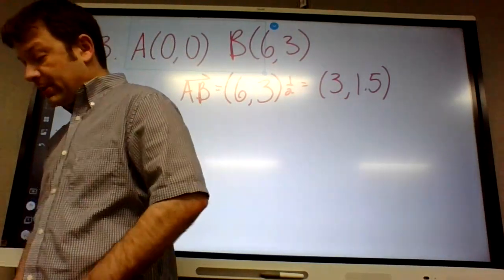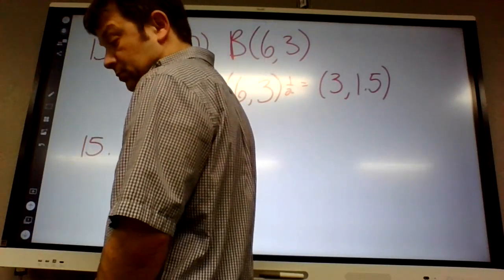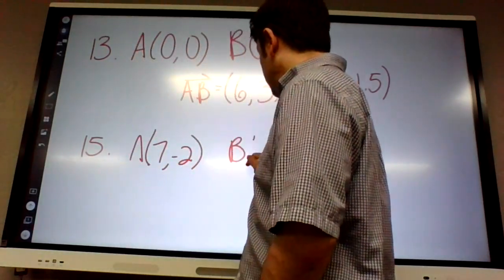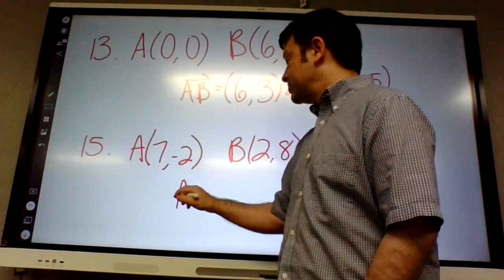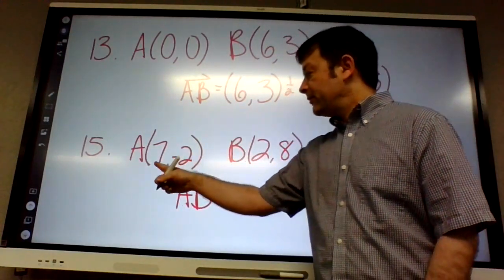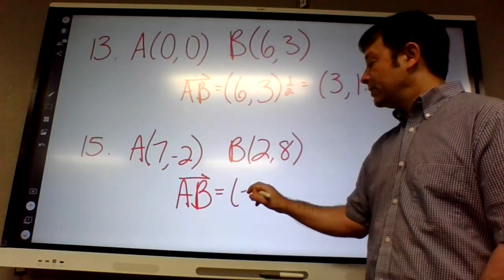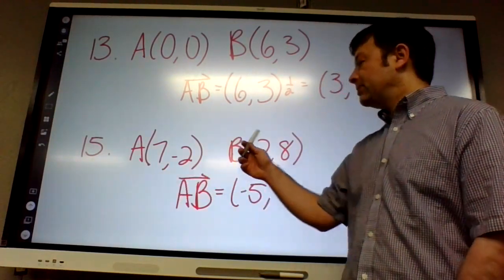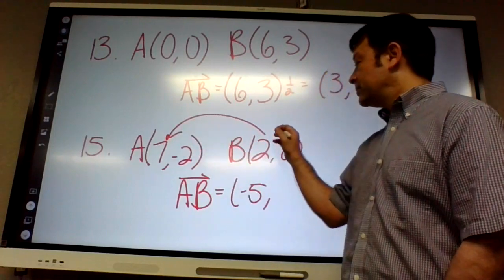Okay, so, same thing. We're in the same section. So on 15, 7, -2, 2, 8. So first question is, what is vector AB? How do we get from 7 to 2? Well, you'd have to drop 5. If you weren't sure, you could just do 2 minus 7, 8 minus -2. You subtract this way, and it would give you the values.